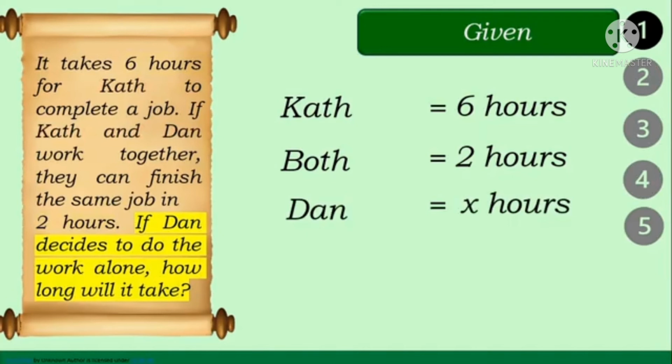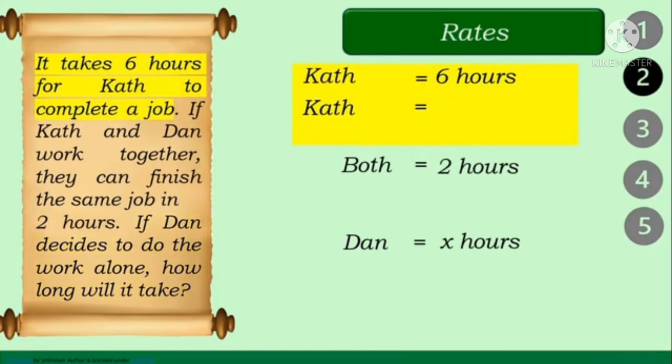Now the question is, if Dan decides to do the work alone, how long will it take? So the third one here is Dan. That will now be our unknown, x hours. So that's step 1. Do we have the same answer? If yes, then tap your shoulders and say, great job. Step 2. Rates. We're going to convert the given or express it in terms of rate. Because this problem is work-related problems. That's why we are going to change or express that into rates.